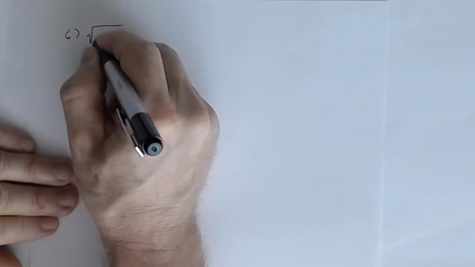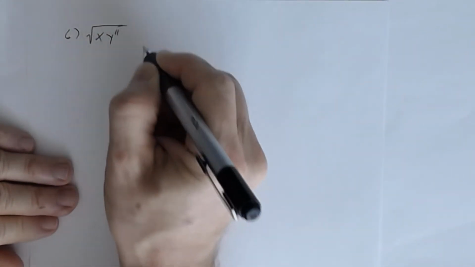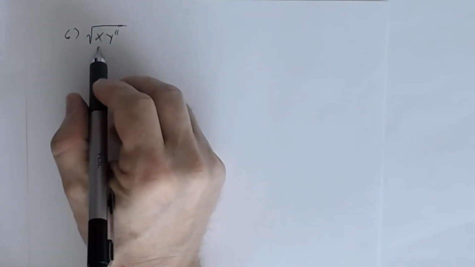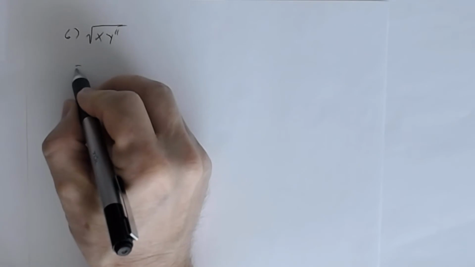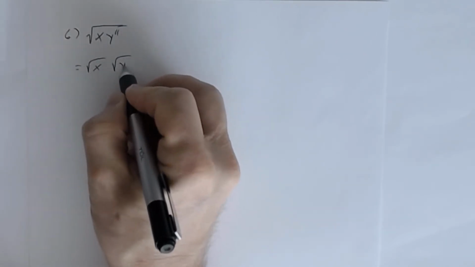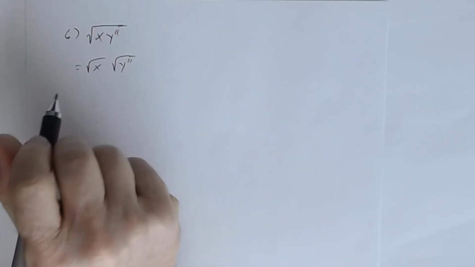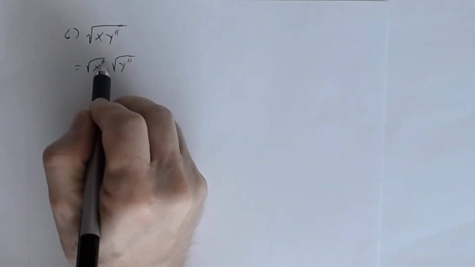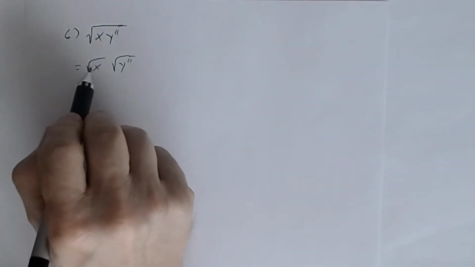We have the square root of x times y to the 11th. According to the product rule, I can rewrite this as the square root of x times the square root of y to the 11th. Now I want you to notice something. I cannot simplify the square root of x because the exponent, 1, is less than the index. So I can't do anything else to that.